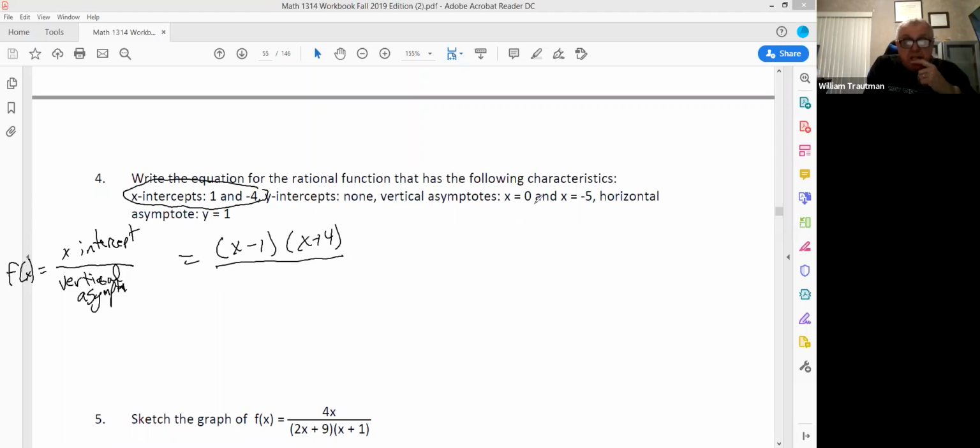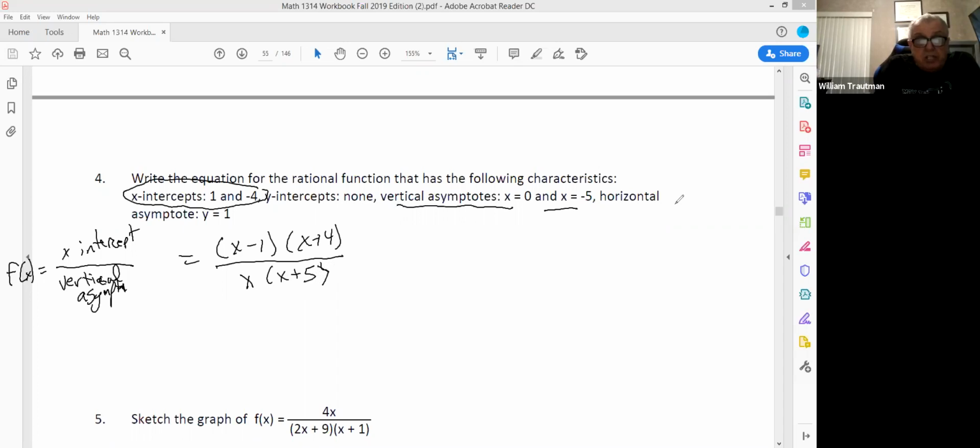Vertical asymptote is at x equals 0, x minus 0, and minus 5. These are the vertical asymptotes. X minus 5, so we put plus 5. By the way, I just want to make sure everybody understands the vertical asymptote at 0, x minus 0 is just like saying x, right? You see x minus 0 is x. So that's a 0, and this is a negative 5 vertical asymptote.